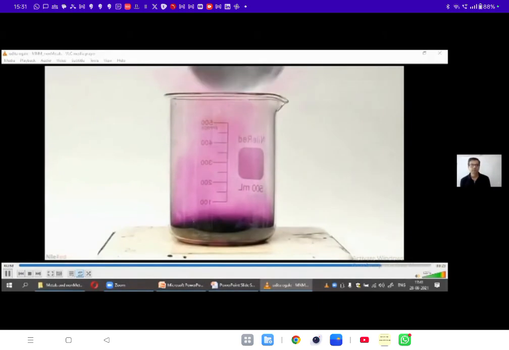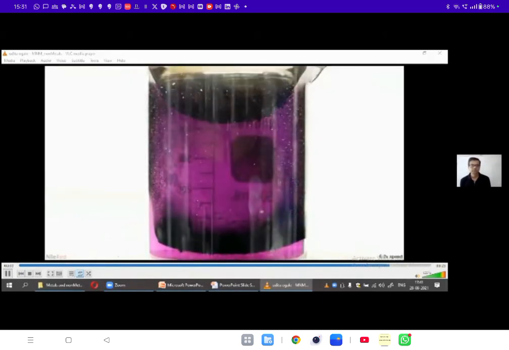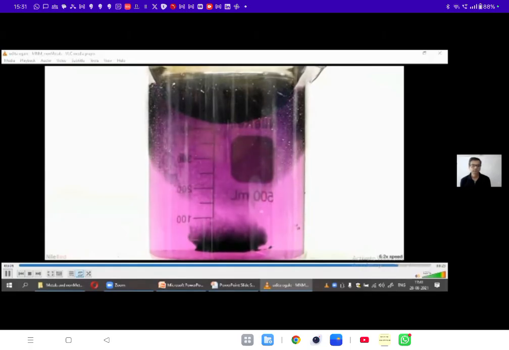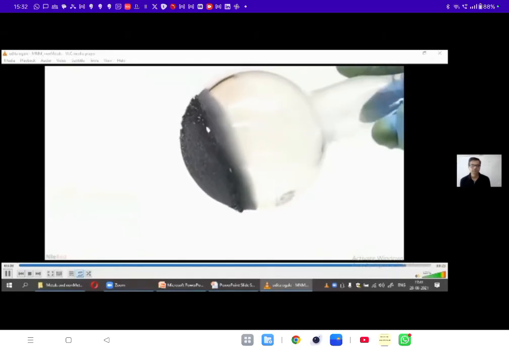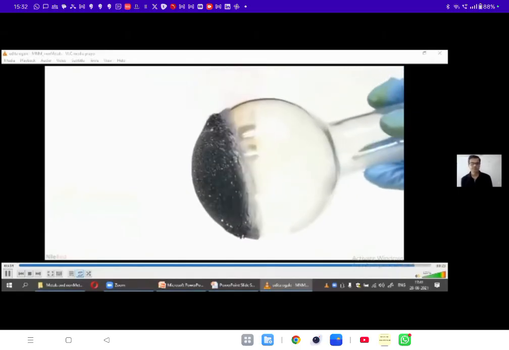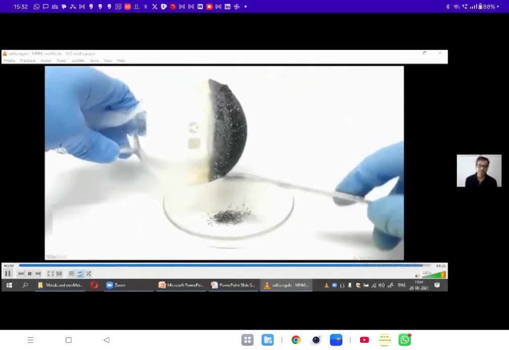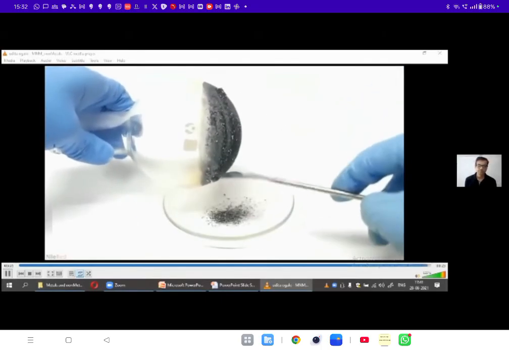Now here, cold water is kept in a round bottom flask on top of the beaker. So the iodine vapors start solidifying as they cool down. And these are solid iodine crystals which get accumulated on the bottom side of the flask. They can be scraped off and we will get back our solid iodine.